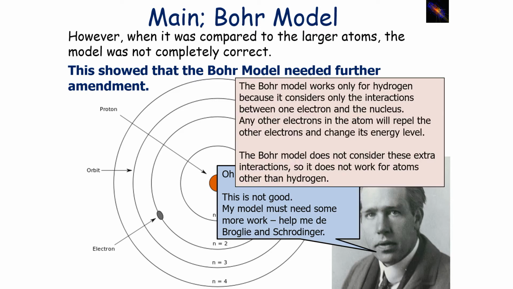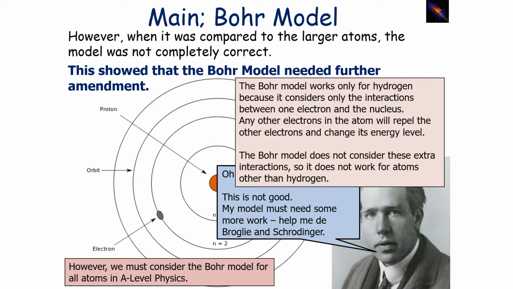Now, the Bohr model only works for hydrogen because it only considers the interactions between one electron and the nucleus. Any other electrons in the atom will repel other electrons and then change the value of the energy level. The Bohr model does not consider these extra interactions, so it doesn't work for atoms other than hydrogen. But luckily for us, we just consider the Bohr model to work for all atoms in A-level physics.